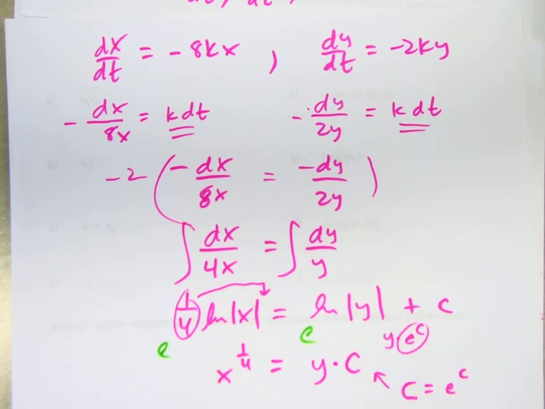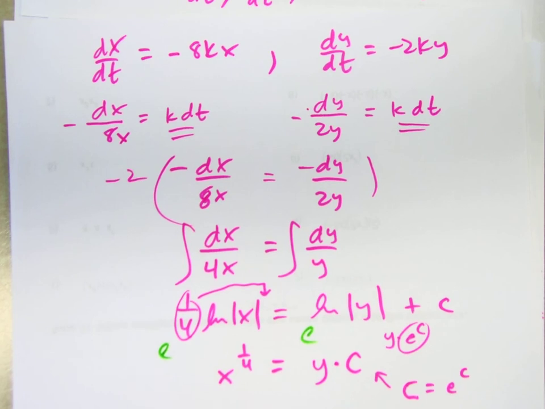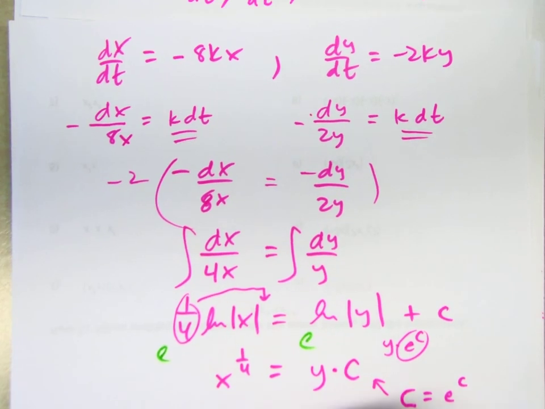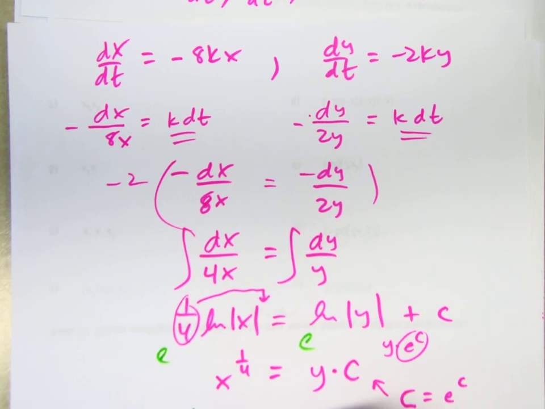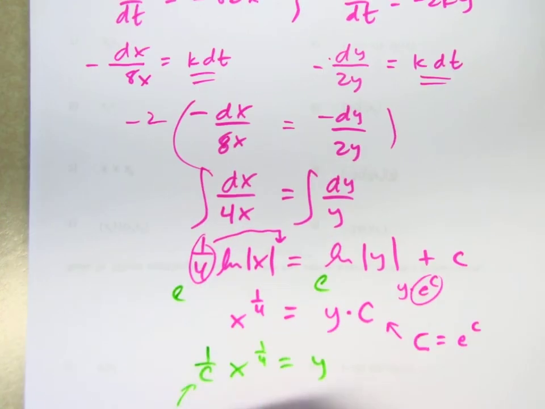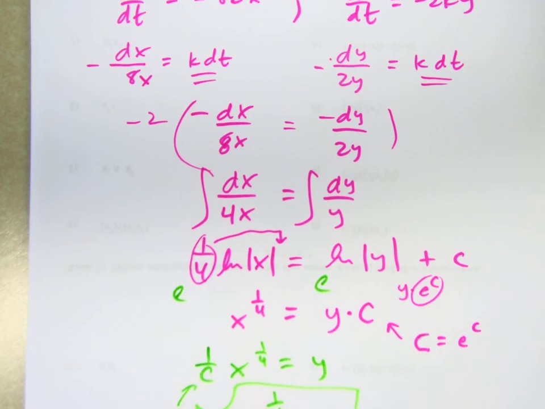And so now we essentially have our equation here. Maybe I can move this constant over. Let's go 1 over C, x to the 1/4 equals y. And so this is just another constant. Let's call this c1. So now we have c1 x to the 1/4 equals y. And so this is the path. This is the path of the particle.